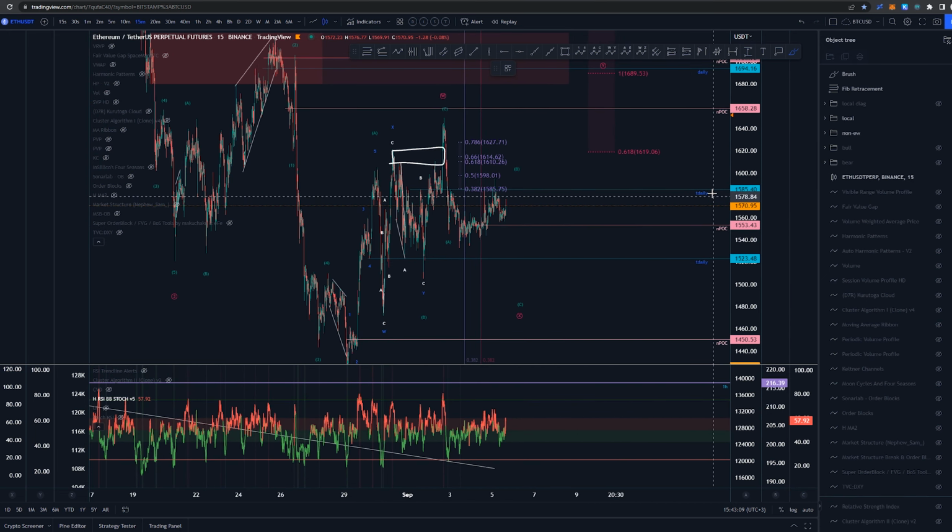But yeah, no other confluence like dailies or naked VPOCs, so at least use a smaller position if you would be willing to take this. But yeah, I think that's enough of Ethereum at this moment.